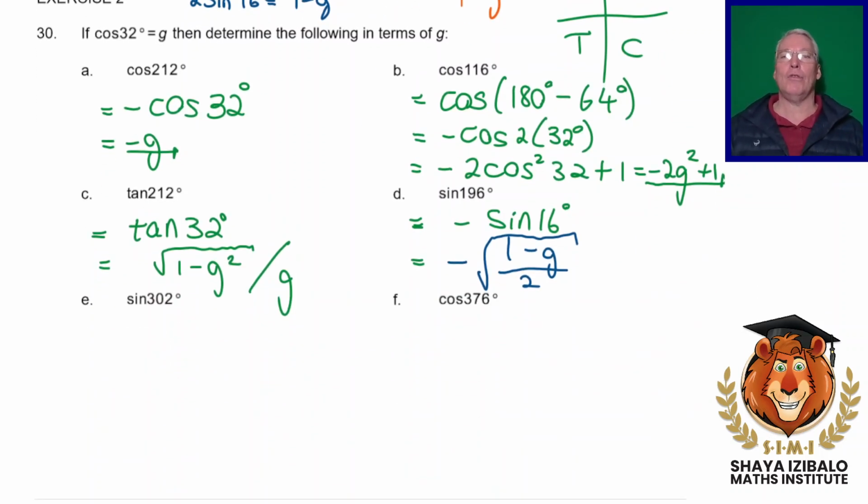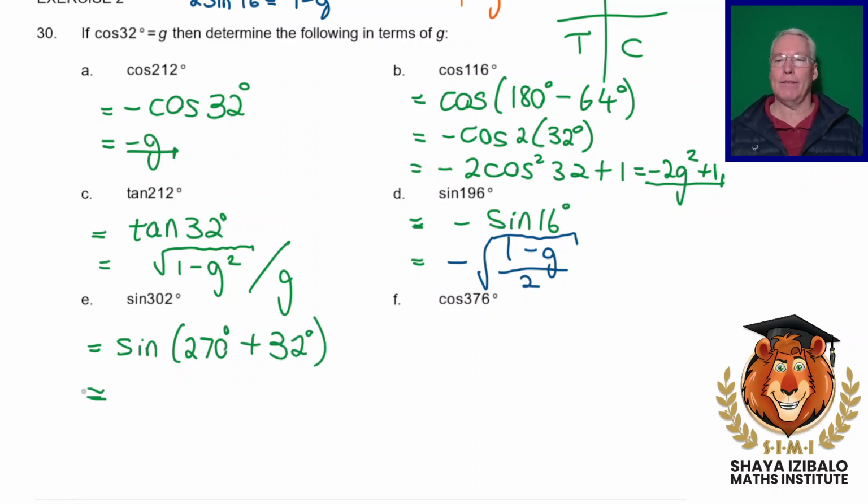Okay, sine of 302. Let's work out where we are at 302. Right, which quadrant are we in? Well, we're actually in quadrant 4 by 32 degrees. This is actually the sine of 270 plus 32. And that will be in quadrant 4. Sine is negative in quadrant 4. So it's actually going to be negative cos of 32. And we know what cos of 32 is. We know it's g. So final answer, negative g.